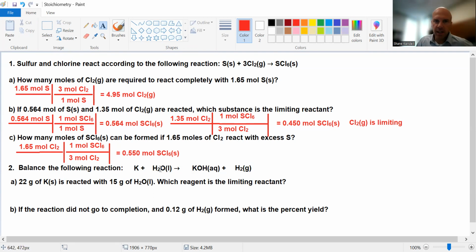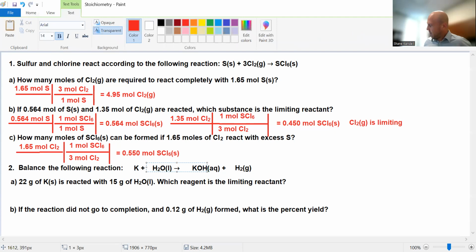How many H's on the left? 2. How many H's on the right? Well, there's 1 plus 2 is 3. So we have a problem there. So often we just like to put a 2 in front to get us going. Sometimes, it can be trial and error, and you may have to change values or something. But for the time being, we'll put a 2 there and see how that goes.